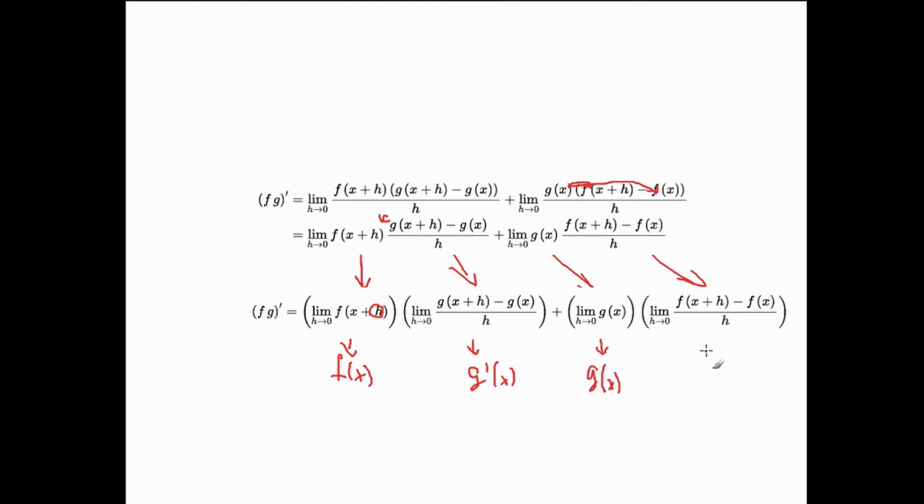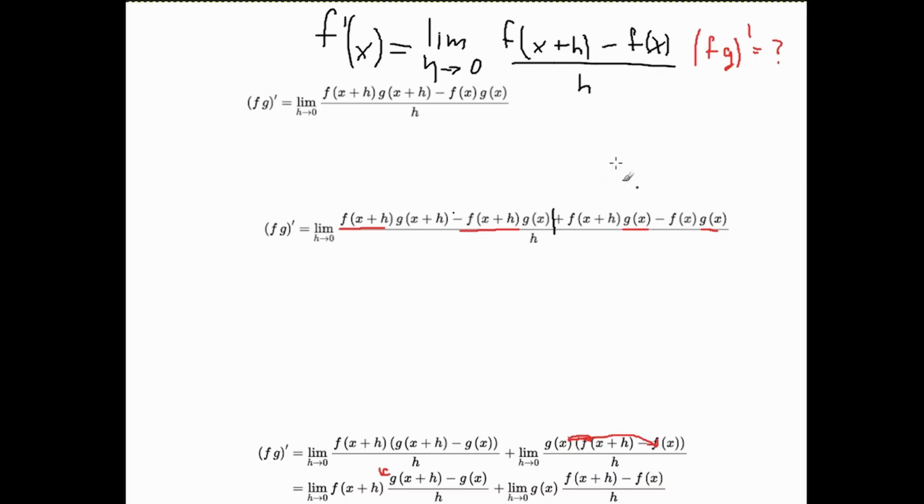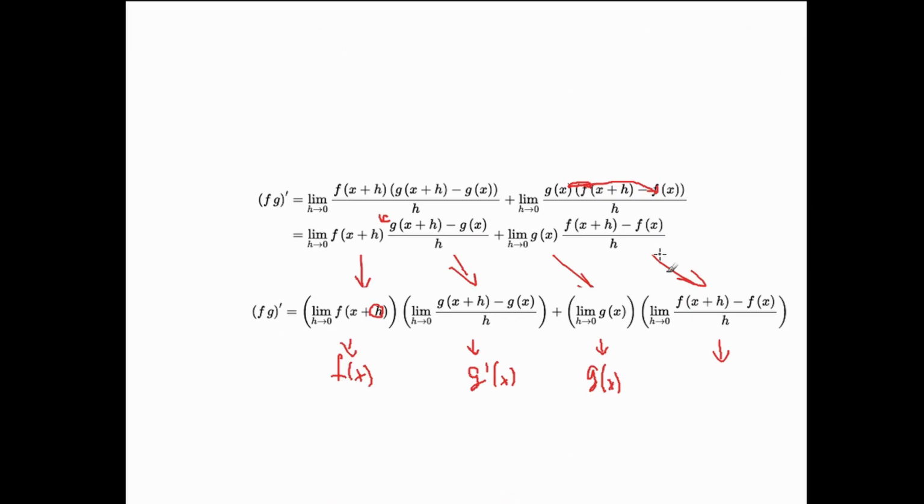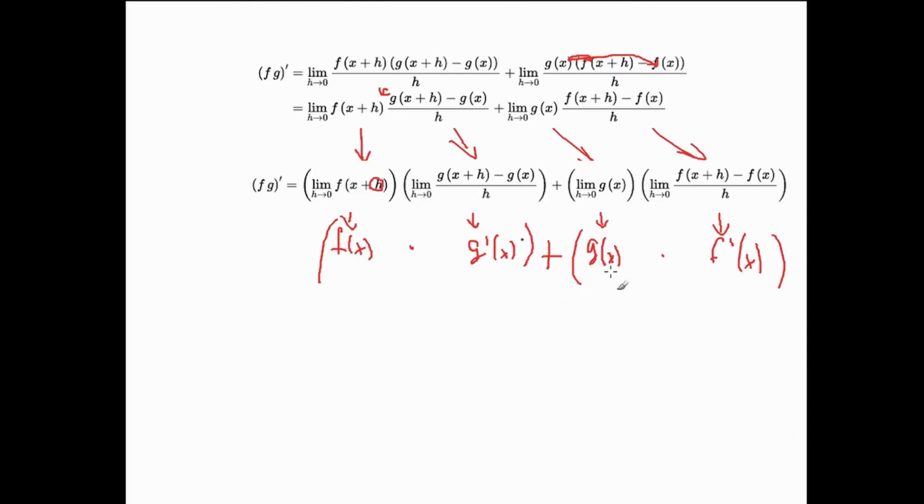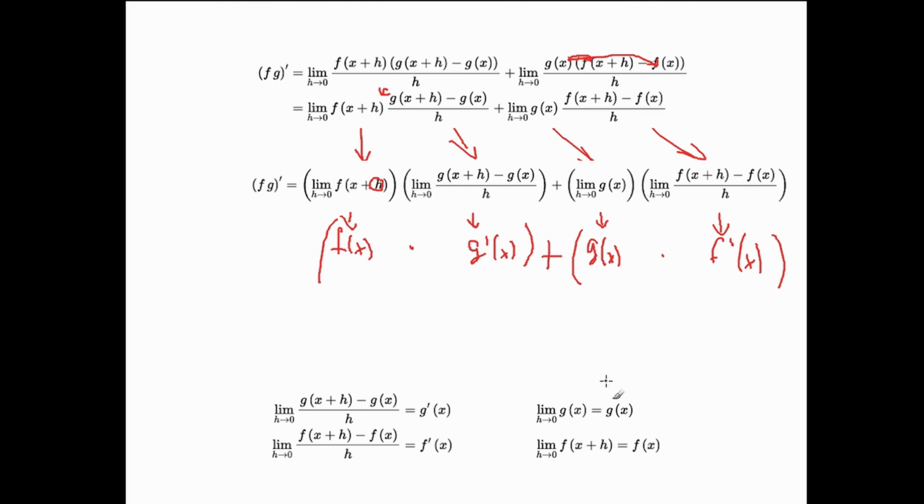And then we can see right here in this final limit how this, just as we discussed up here, is the exact same thing as the definition of the derivative for the function f. So this would just equal f prime, the derivative of f. And just remember that we're multiplying these two terms and multiplying these two terms and adding them up. And now this is the product rule that we are all familiar with. And these are the evaluations of the limits.